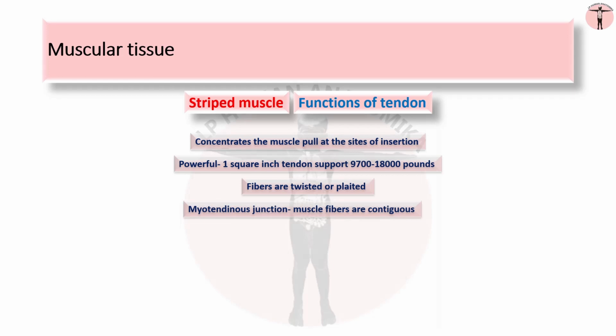At the myotendinous junction, muscle fibers are contiguous but not continuous with the tendon fibers. The connective tissue framework of a muscle, the endomysium and perimysium, is continuous with the similar framework of the tendon. The arrangement of muscles at the myotendinous junction resembles a dovetail appearance.